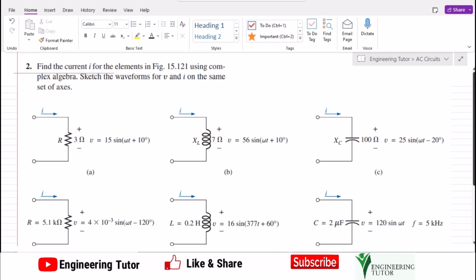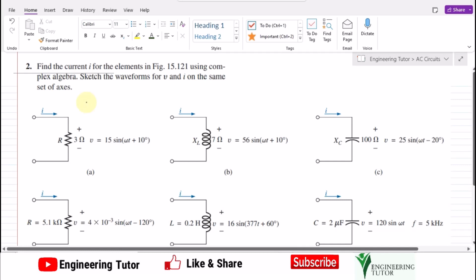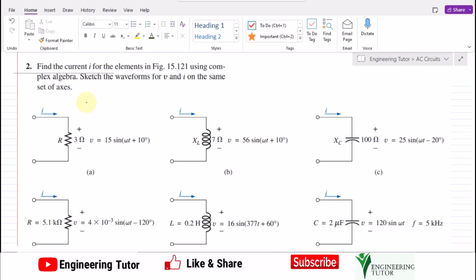Welcome back, guys. So this is question number 2 of our course, and here we have to find the value of current for the elements given in this figure using the complex algebra. All the techniques which we have learned so far are going to be used here, and we have to sketch the waveforms for voltage and current on the same set of axes.